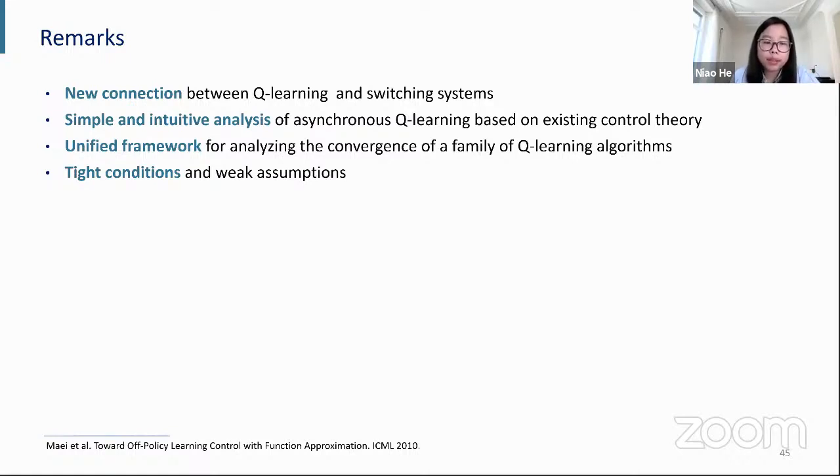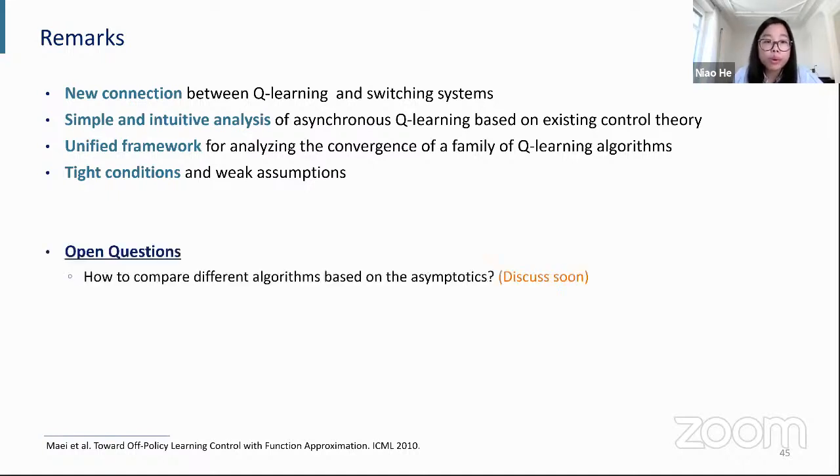And in fact, there are nice things about using this ODE analysis in the sense that, as I said, you can exactly characterize the behavior so that you can get much tighter conditions, much tighter bounds, and much weaker assumptions. So there are, of course, many open questions, right? First of all, this only shows asymptotic convergence. We know Q-learning asymptotically converges and also double Q-learning asymptotically converges. But which one is better? This does not say anything about their finite time behavior, or which one is faster, or which one is more stable than the other, right? How do we compare different algorithms based on the asymptotics, which I will discuss also very soon.